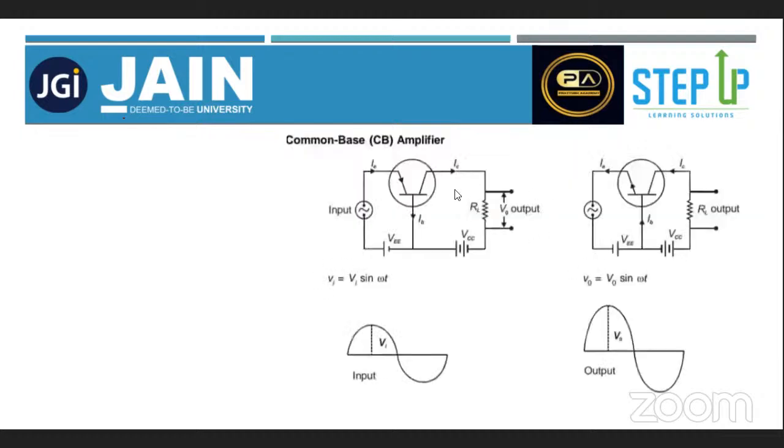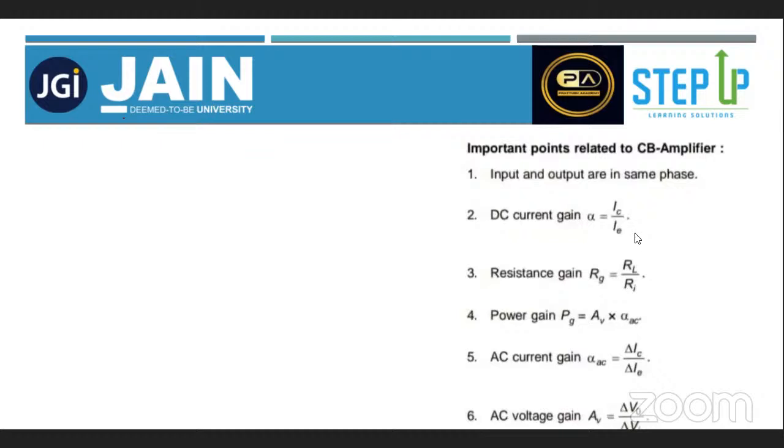Common base amplifier. We have an input alternating current AC source, Vi equal to Vi sine omega t. This is V naught. This is input and this is output. Okay, this is amplifying it. You can see there is some height increment in this. This explanation part is not needed for your competitive exam. Formula wise, you are supposed to know this. Input and output are in the same phase. There will be no phase difference, only an increase in the amplitude.